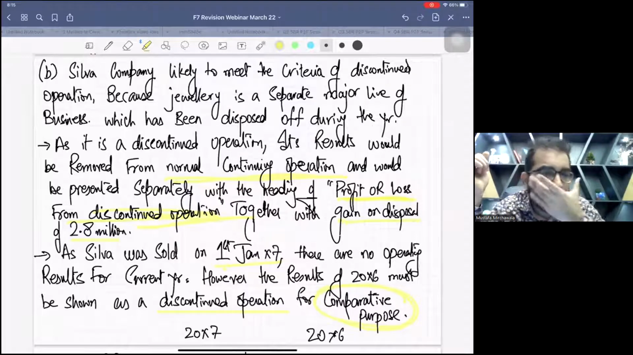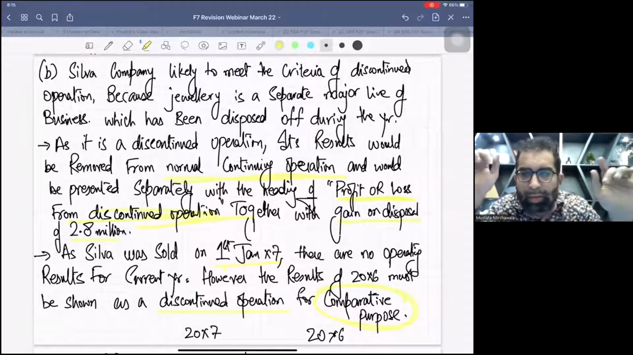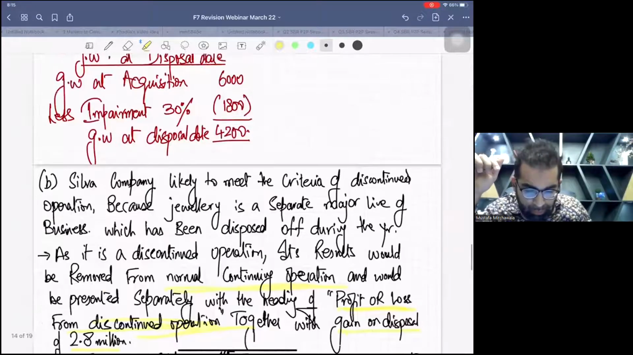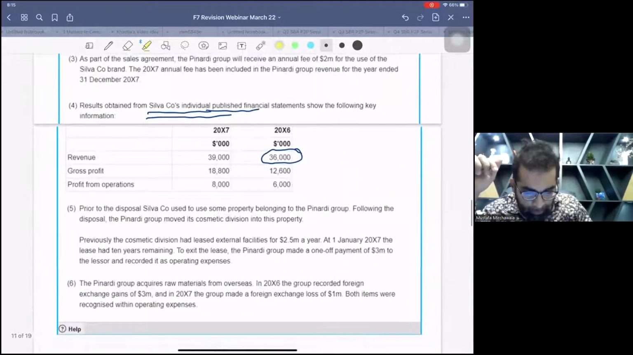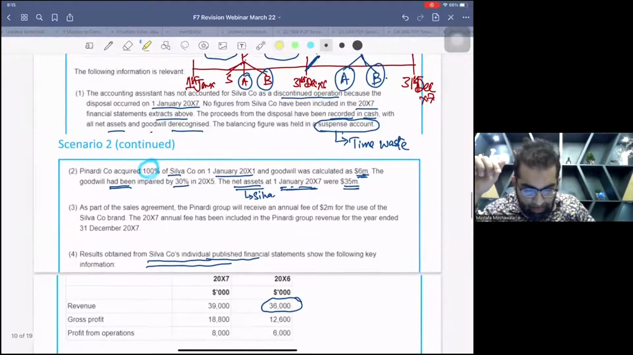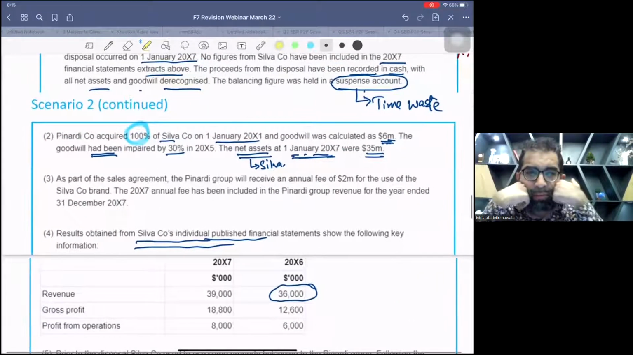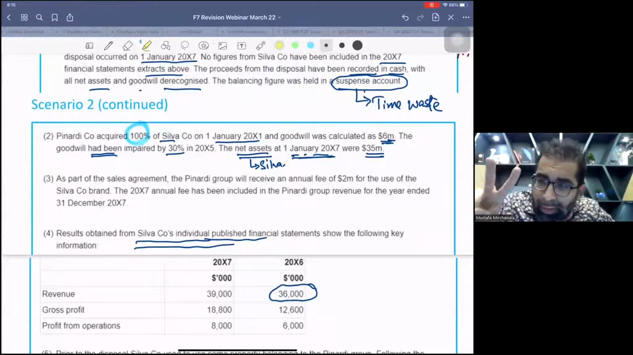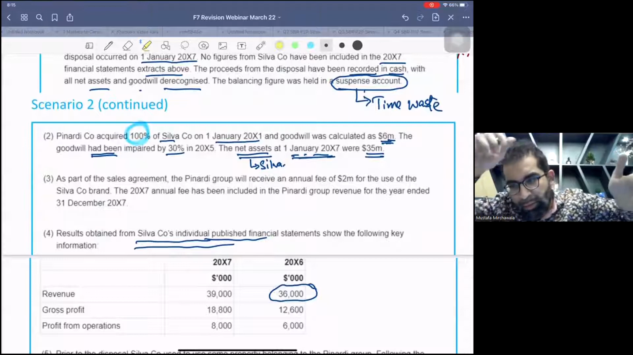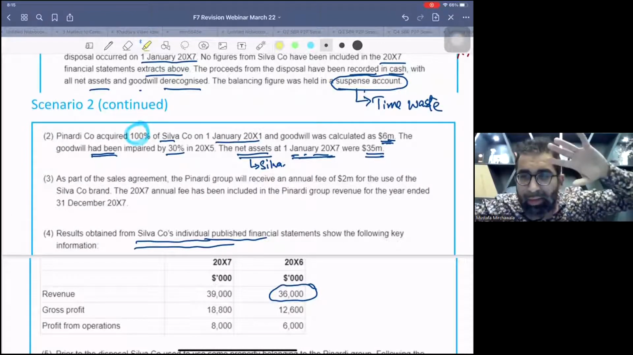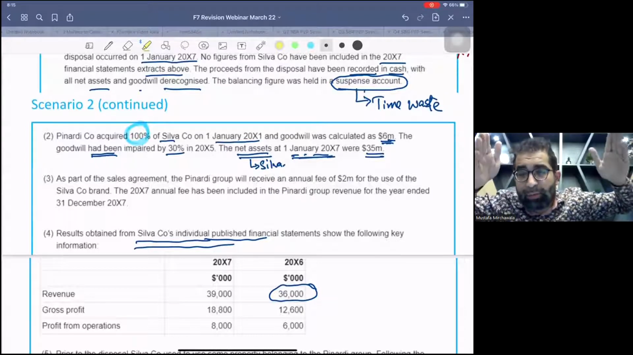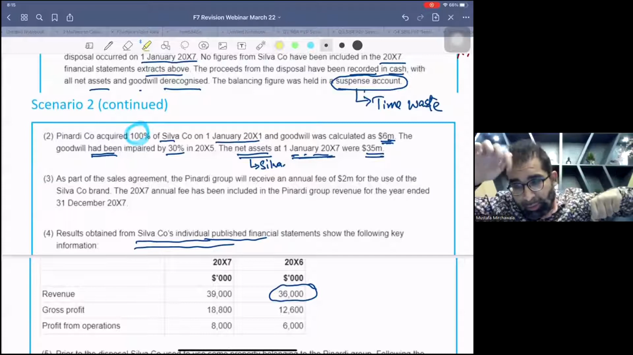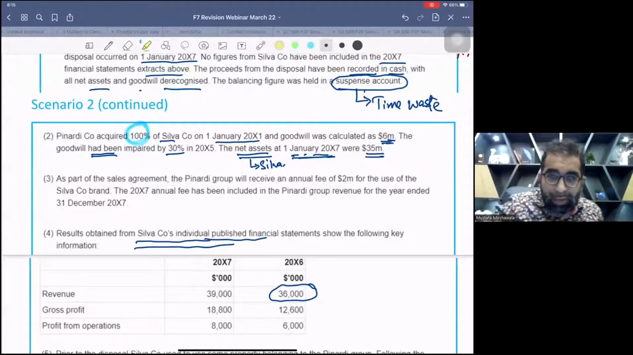Now let me move the screen. Let's read something. Okay, point number three. We were on point number three. Now be careful. We have two accounting periods in this question. First is 2006 and the second is 2007. The last year was 2006. This year is 2007. We sold the subsidiary Silva on the first day of the current year.